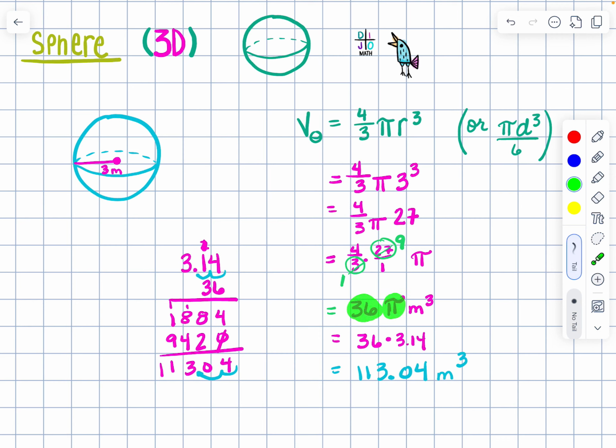And that makes sense, because if I were to put a 3 in for pi, 3 times 33 is going to give me 99. So I know it's more than that. So that looks about right.